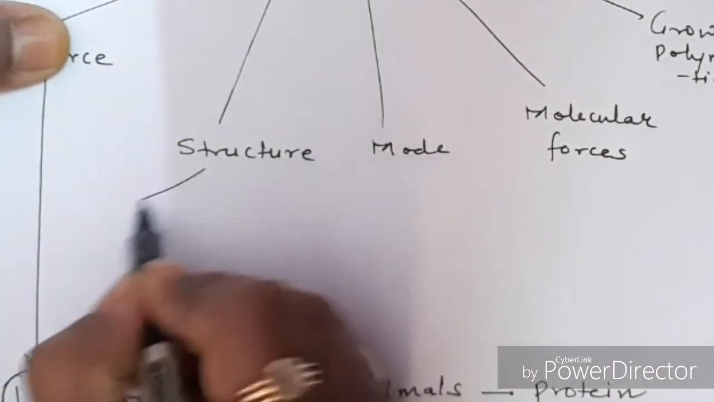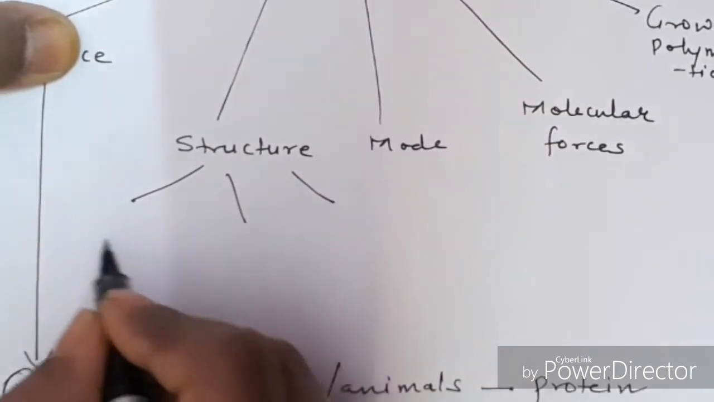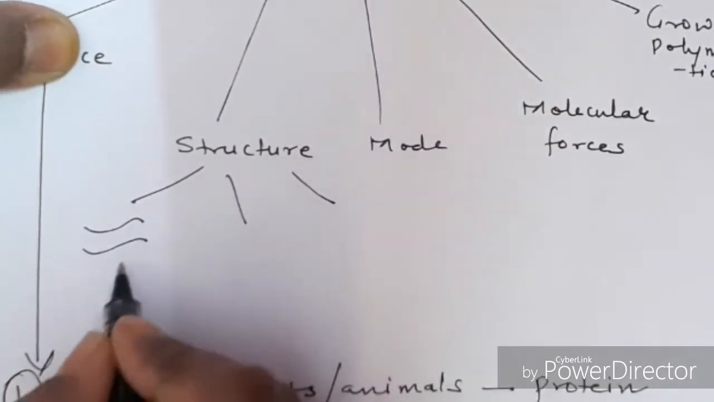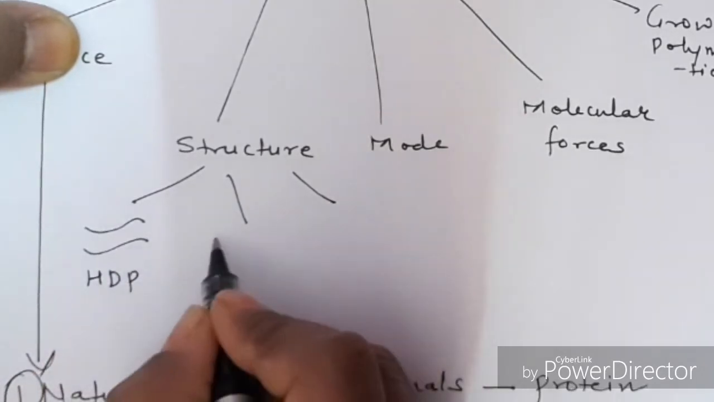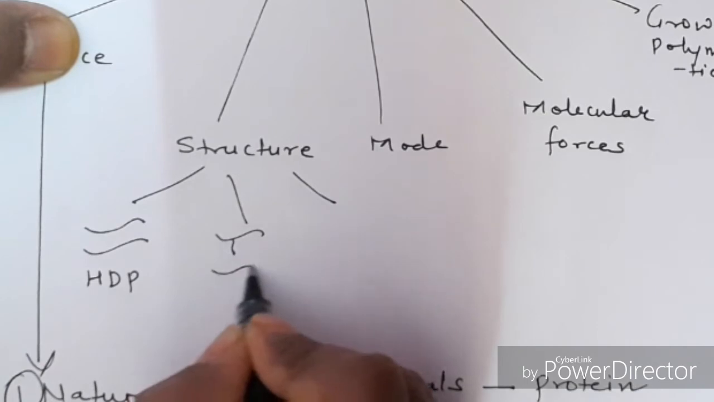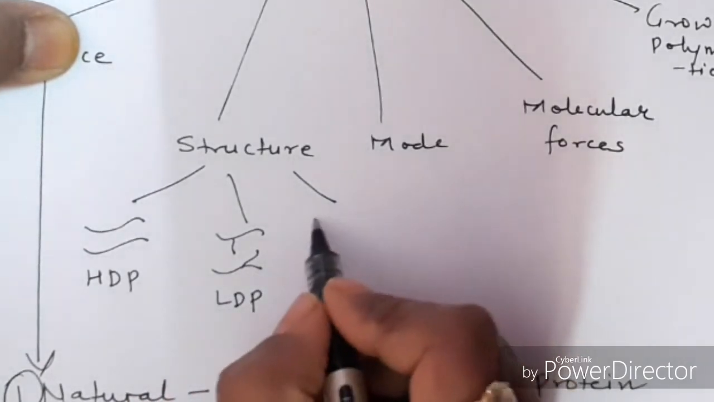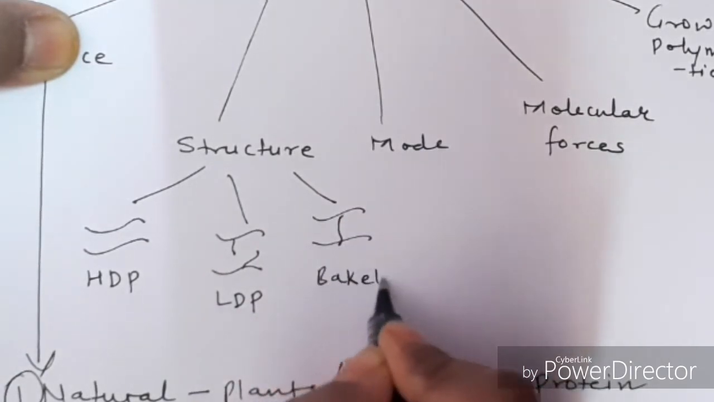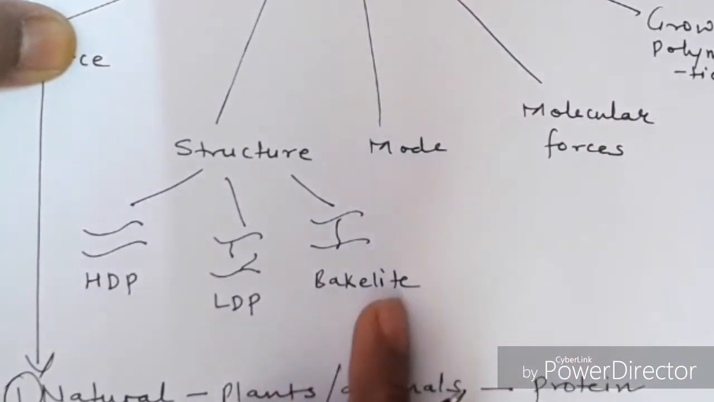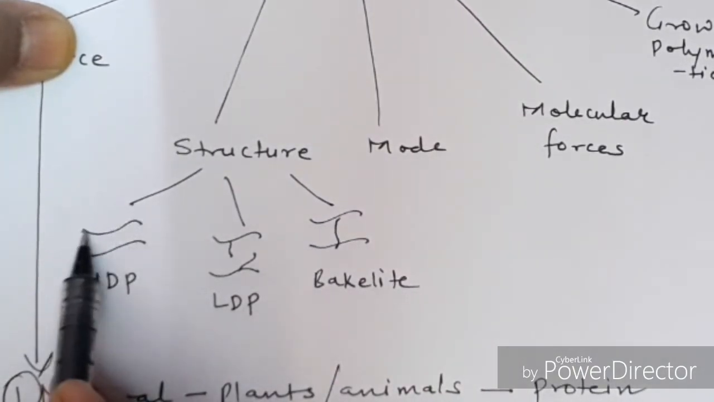Coming back to the same chart, we have the second classification based upon structure of polymers. Depending upon the structure, the first is linear, like for example HDP, high density polythene. The second one is branched. These are the branches, and this is called LDP, low density polythene. The third one is going to be cross linked. Example is bakelite. So these are the three types.